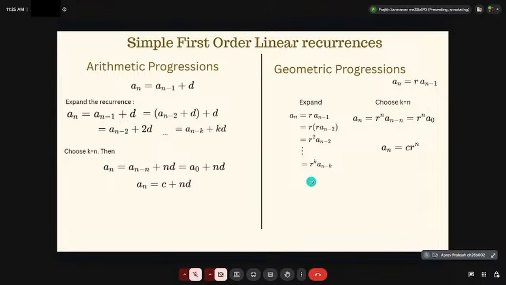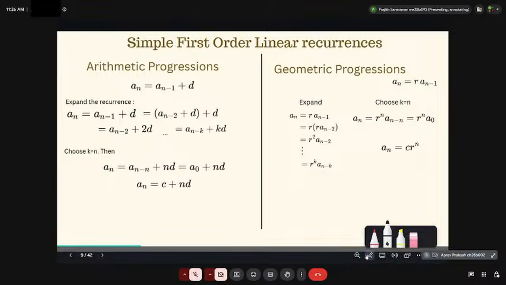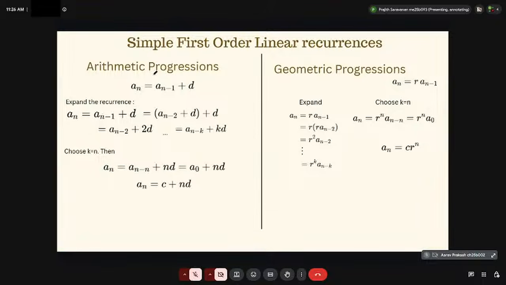Okay, next let's consider simple first order linear recurrences. These are things you might have learned in class 10. So there is the arithmetic progression. A very simple way of representing it is that the difference of consecutive terms is a constant d. So when we repeatedly substitute, the next term, a_{n-1}, is going to be a_{n-2} plus d, just by substituting n as n minus 1. And then this will simplify to this form.